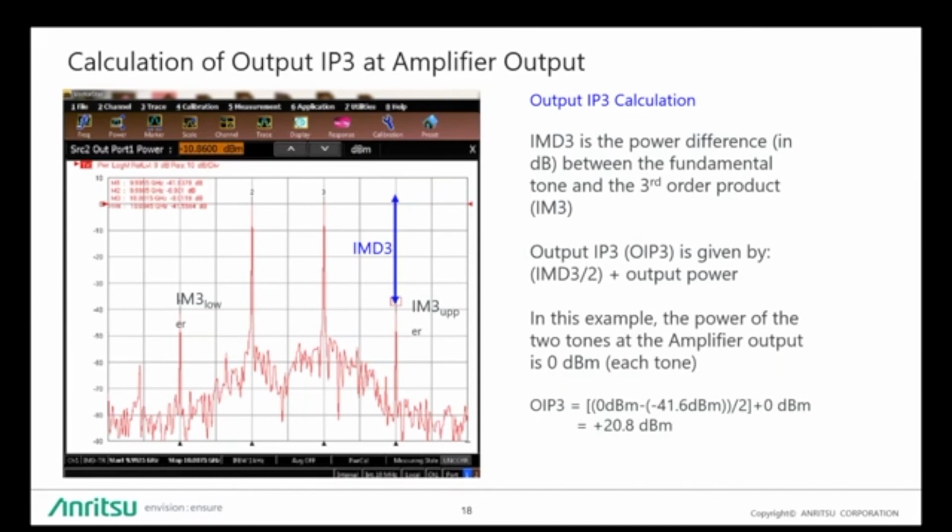So for ease, I just set the input power to minus 10 and the output power is 0 dBm. Using that formula, you can calculate the output IP3, and that's around plus 20.8 dBm. Now, if you remember, we spoke at the beginning, the spec for output IP3 for this amplifier was around plus 20 dBm. So the VNA measures very closely to that spec. So that's a good thing. We actually correlate very closely with the spec.